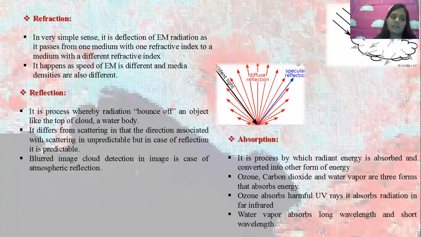Next, moving further: diffraction, reflection, and absorption. Many types of energies and radiations are absorbed. The absorbers are ozone, carbon dioxide, and water vapor. There are 3 forms that absorb energy. Diffraction means what? When EM radiation travels from one medium to another medium, they have different refractive indices, and that is why radiation might get diffracted. Reflection has diffuse reflection and specular reflection. That depends on the surface the energy hits.